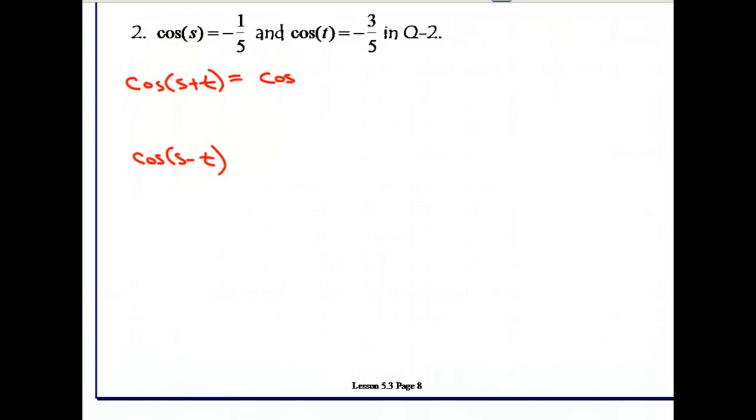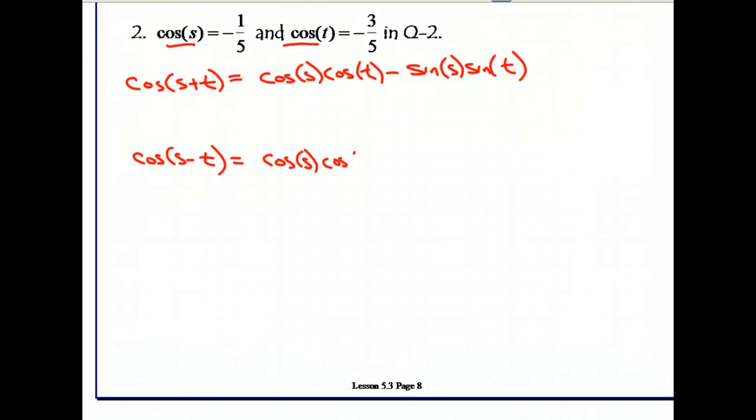Cosine of s plus t is the cosine, minus the sine. Oh look, I need 4 things. Oh look, they just gave me 2 things. Or the same thing here. This goes cosine, and this one now goes plus sine.